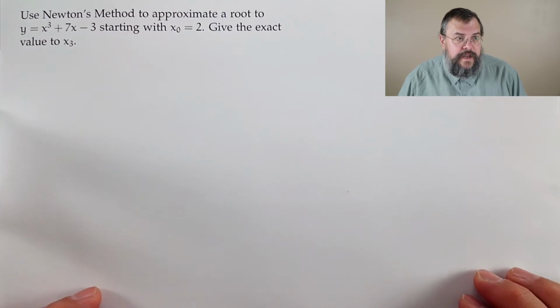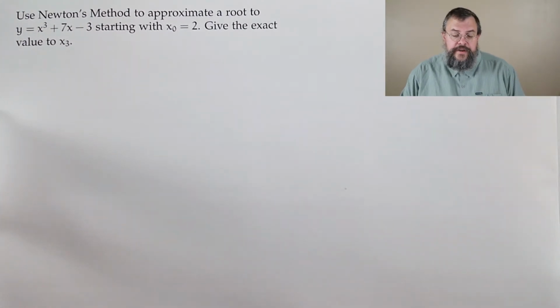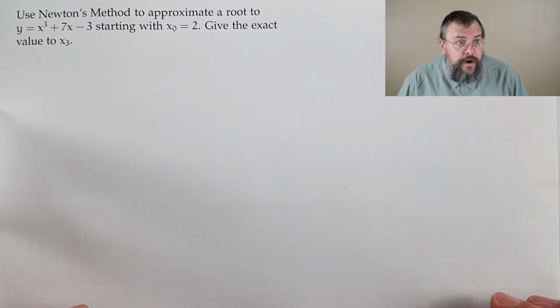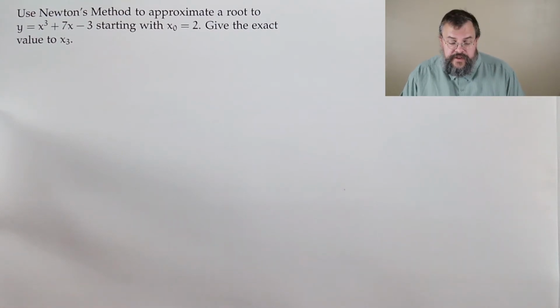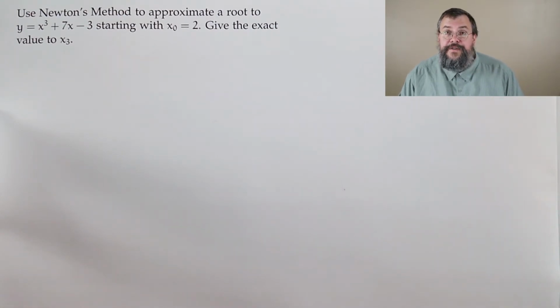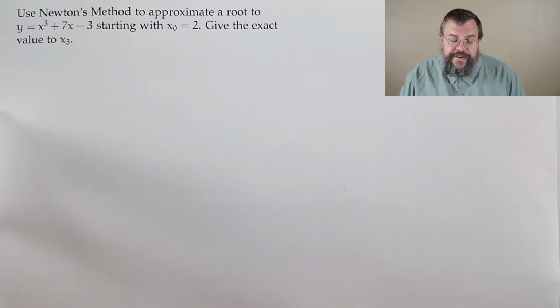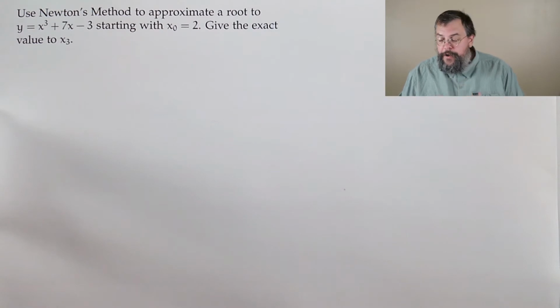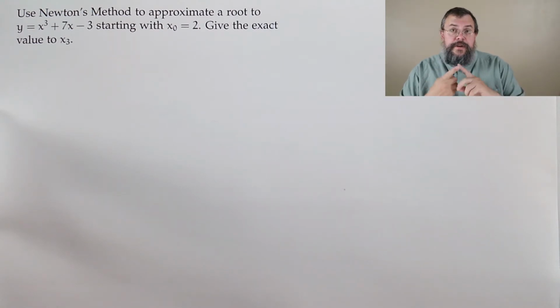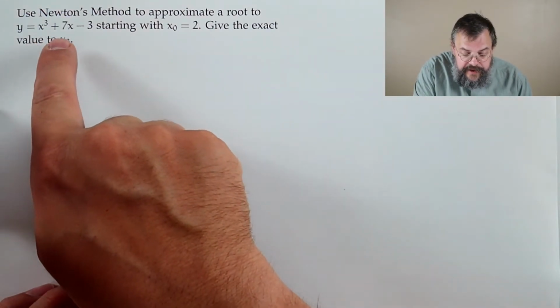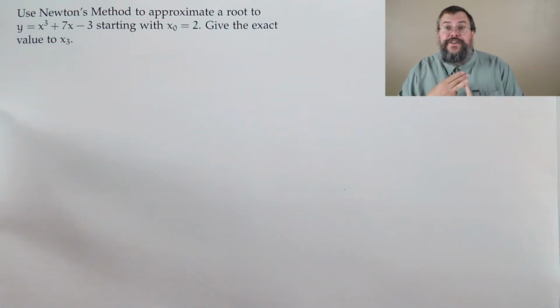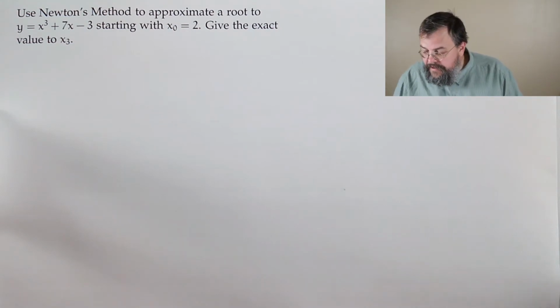All right, let's do another problem. Use Newton's method to approximate a root to y equals x cubed plus 7x minus 3, starting with x0 equals 2. Give the exact value to x3. All right, good. Well, now it's very straightforward. We know we're using Newton's method. We know what our function is, namely, it's this x cubed plus 7x minus 3. And we know our initial guess. So our life is fantastic here.